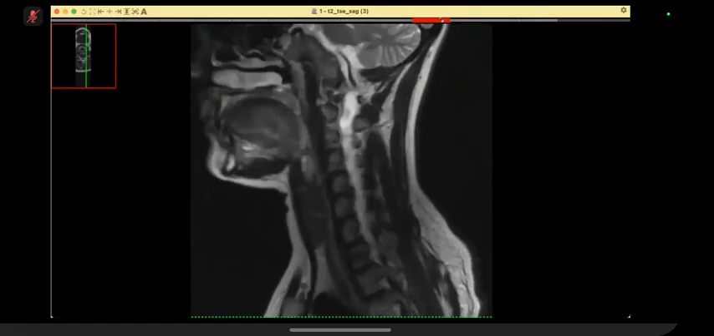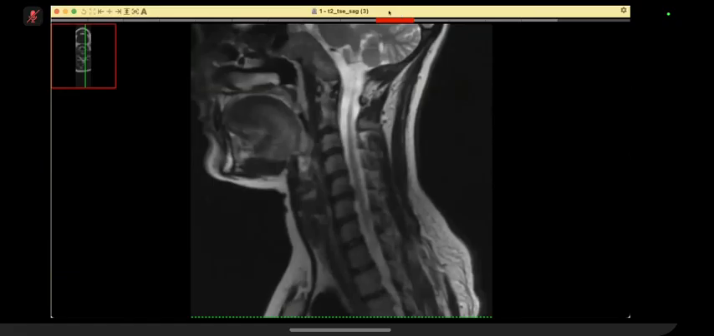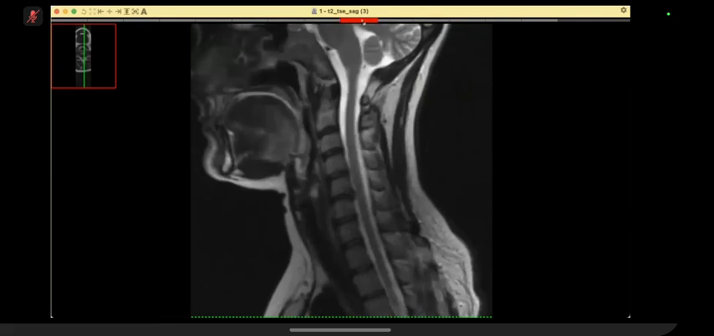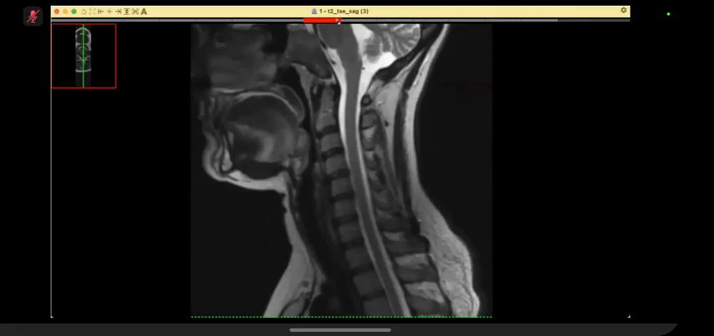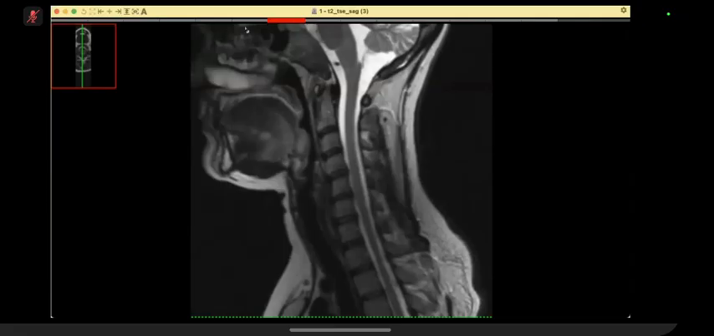Now I'm scrolling to the other side. I'm focusing now on the craniocervical junction, which looks normal. Atlantoaxial articulations, I couldn't see any obvious abnormality. I'm suspecting some abnormality here in the clivus that I'd like to confirm in the other sequences.